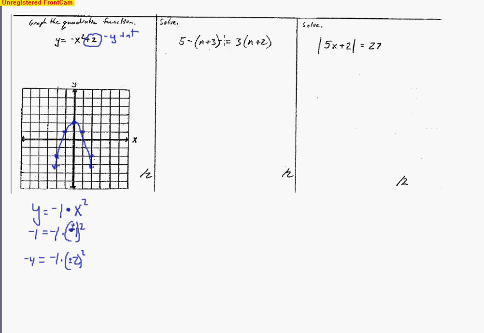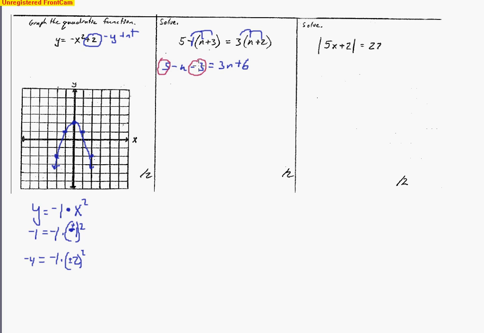And looking at the next one here, we're just solving an equation. Remember that if you see a minus sign in parentheses, always put a negative 1 and distribute. So we've got 5 minus n minus 3 equals, over here when I distribute this, I end up with 3n plus 6. So I go ahead and do some work there. I've got to combine some like terms. I got a 5 here, a negative 3 here.